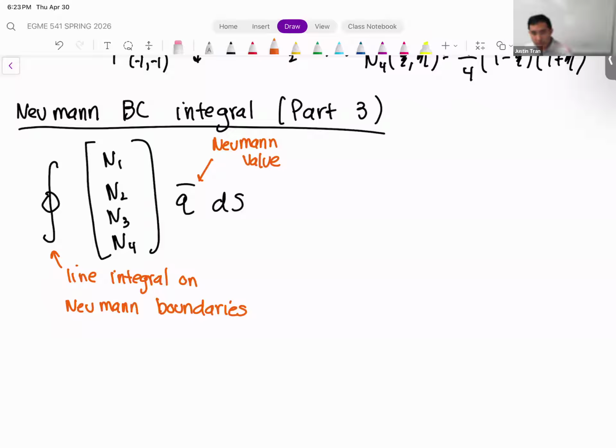For the project, we're going to keep things simple, so we're not going to have a spatially varying Neumann value. The Neumann values are just going to be constant, so you don't have to worry about actually integrating anything here. The only thing we have to do is convert the integration bounds into a Gauss quadrature.